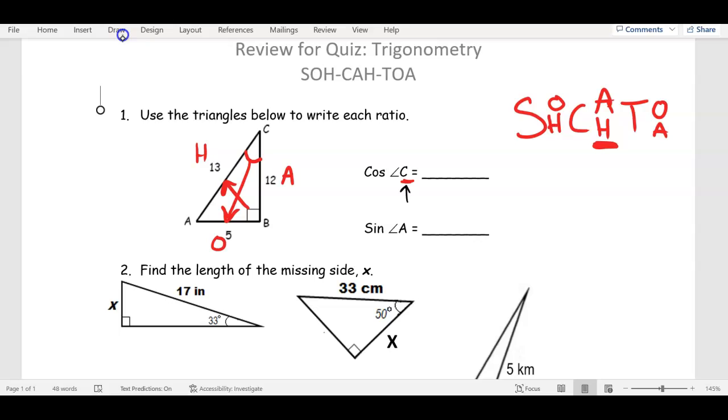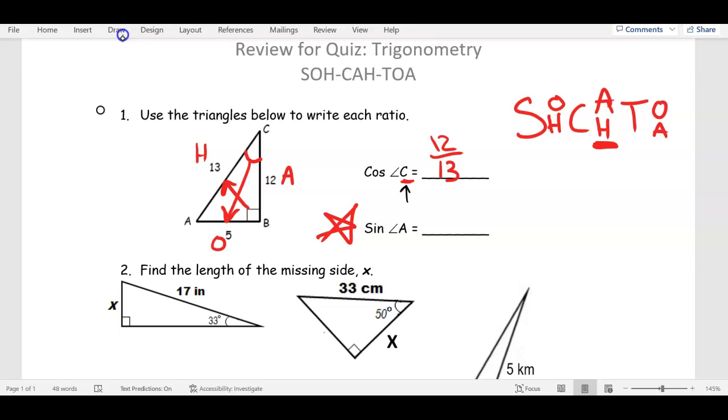So all I gotta do is put these over each other. A over H is 12 over 13. If it reduces, you want to reduce it, but 12 over 13 does not have a common factor between them, so that's it, 12 over 13. Now, don't get messed up right here. Put a little star here.